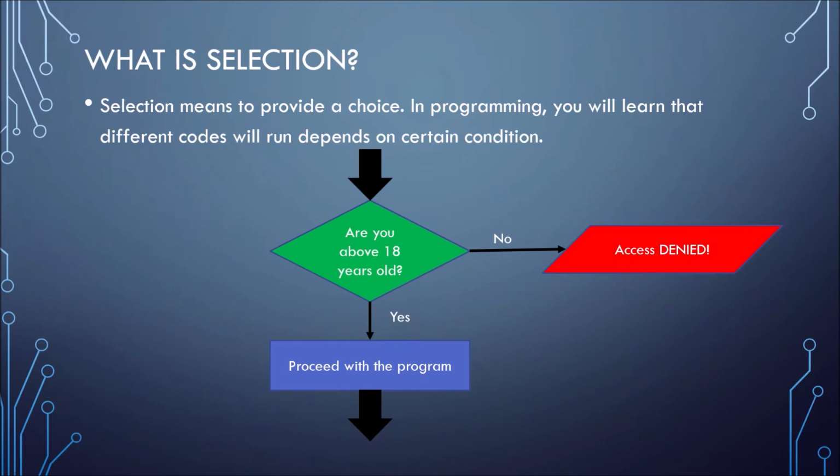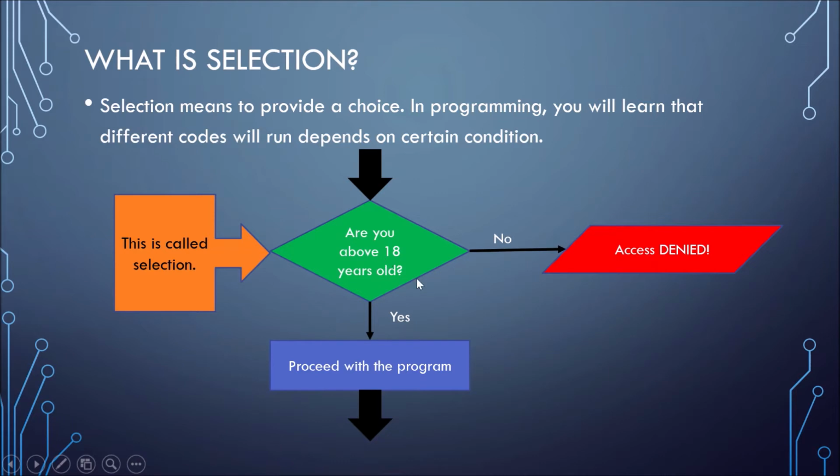Selection is basically a choice. In programming, this choice would generally mean you have at least two options, or sometimes more, to choose from. So in this example, we have a green diamond in the middle that asks how old are you. If you are above 18, then you proceed with the program at the blue box below, and if you are not above 18, it will show you access denied. So this green part here is called a selection.